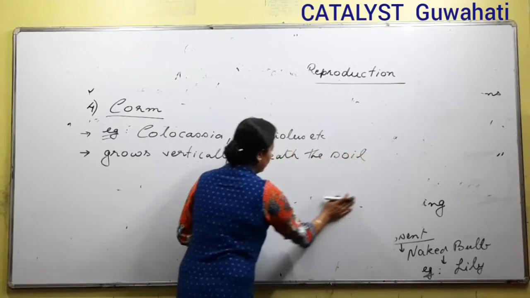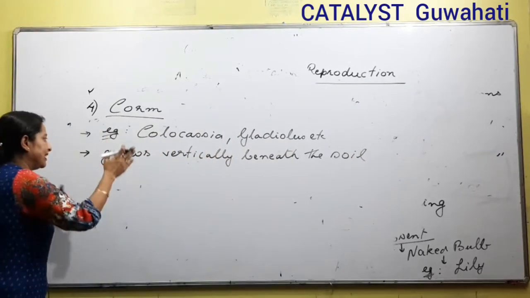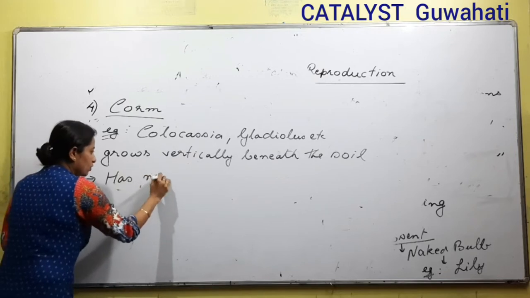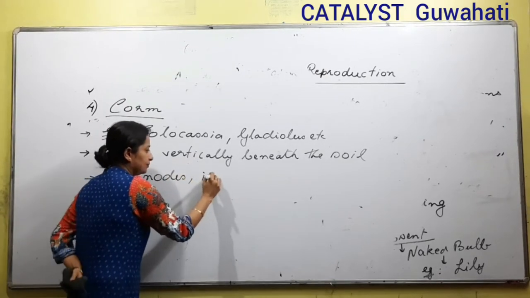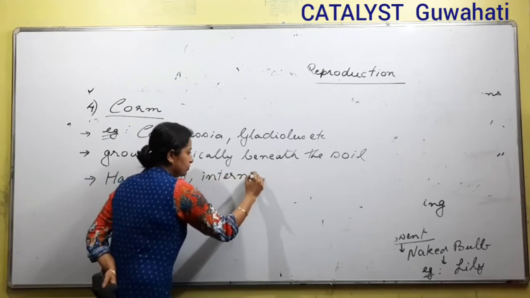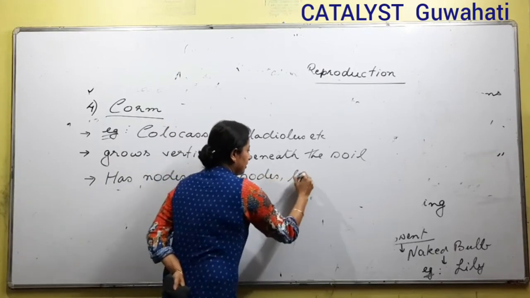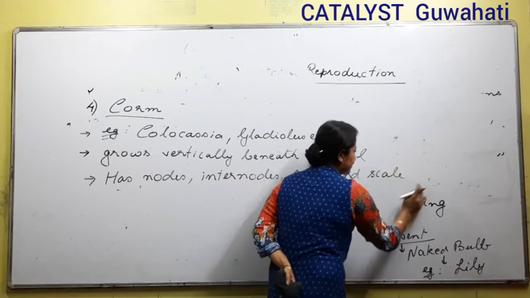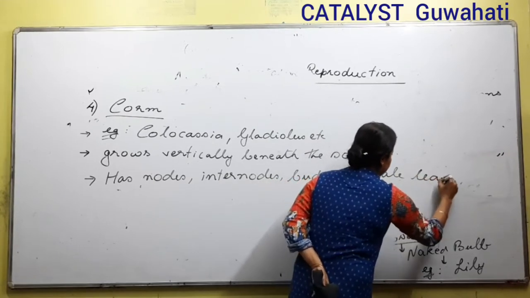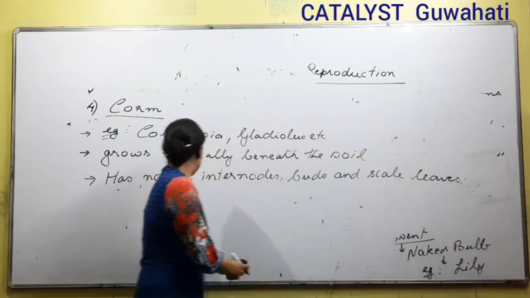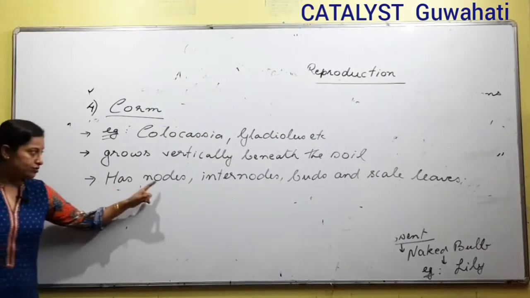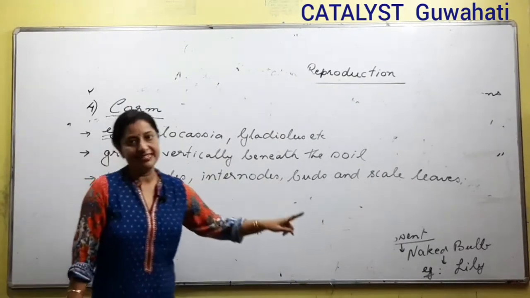It grows vertically, not horizontally, in the soil. What does it have? It has nodes, internodes, buds and scale leaves. Remember, we have talked about this sentence when we were discussing rhizome also. Rhizome also has nodes, internodes, buds and scale leaves.